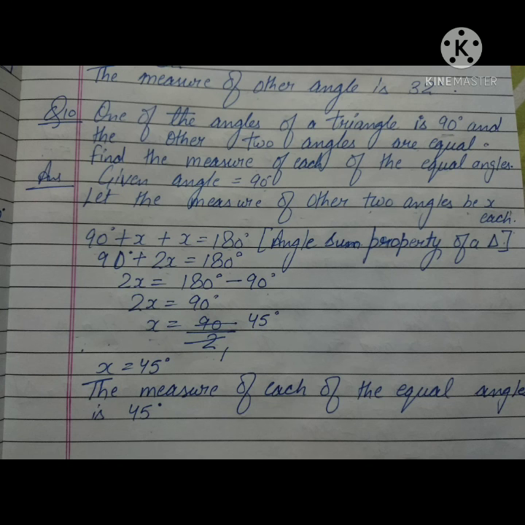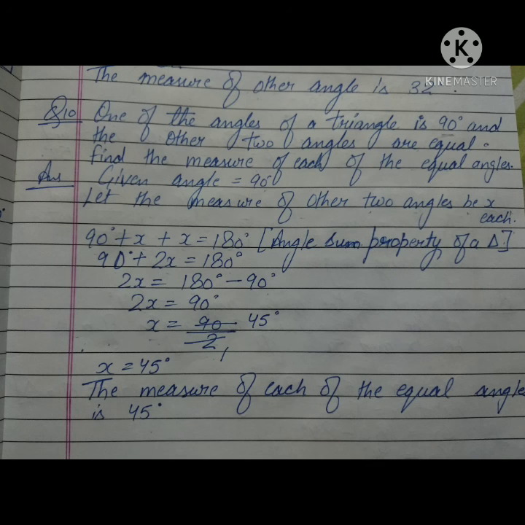In question number 10, one of the angles of a triangle is 90 degrees and the other two angles are equal. You have to find out the measure of each of the equal angles. One angle is given to you, that is 90 degrees, and the other two angles are equal to each other. You have to find out the value of the other two equal angles.